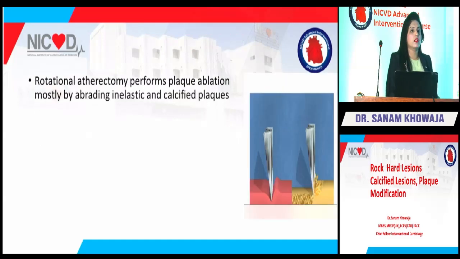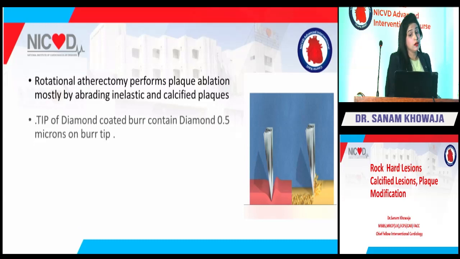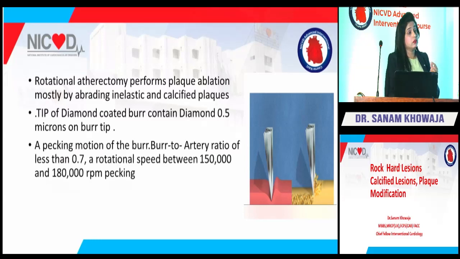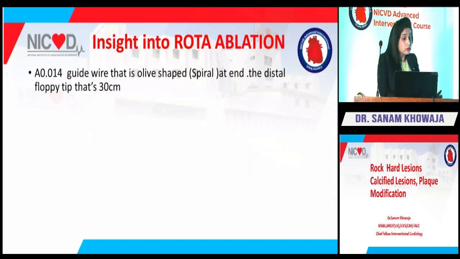So how rota works: it does not work on elastic tissue. That's why rota cannot burr up our normal arteries. It can only work on inelastic, calcified plaque. How does it basically do that? It has a burr which has diamond-coated 0.5 micron attachments, and it works through that.